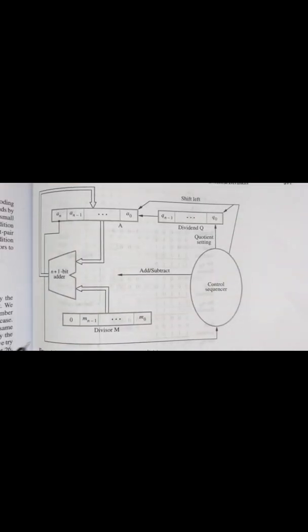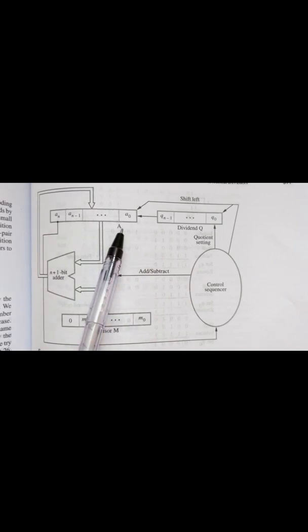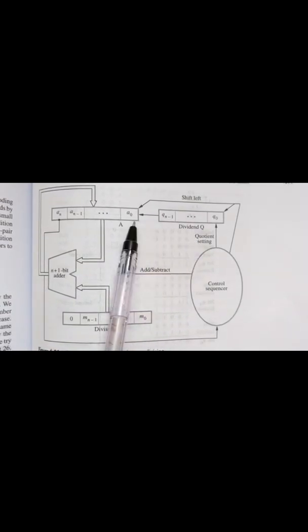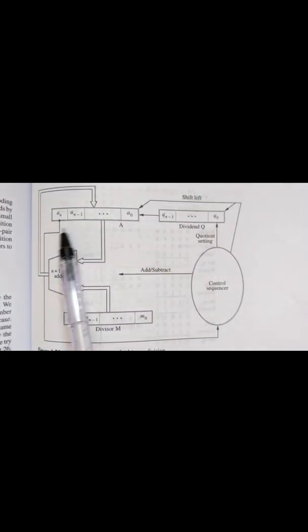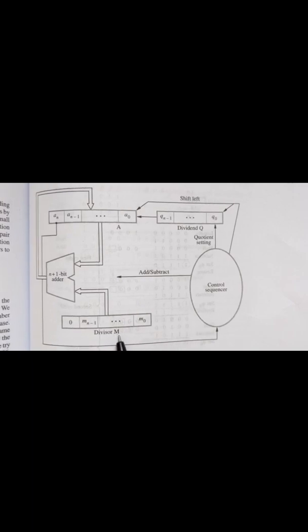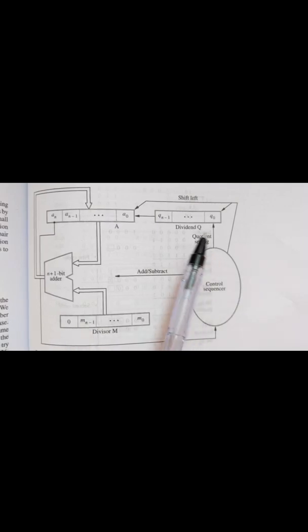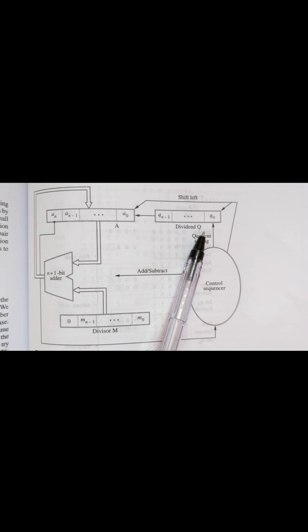This circuit shows the arrangement for the binary division that we have performed earlier. Similar to the multiplication operation, you have the A register, Q register, and M register. A will be the accumulator, which has n plus 1 bits. The dividend will have n bits, and the A register will have n plus 1 bits. Similarly, the divisor will be stored in the capital M register, which also will have n plus 1 bits. The dividend will be stored in the Q register.